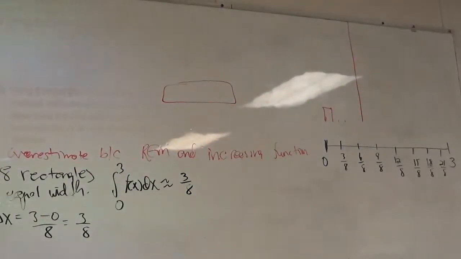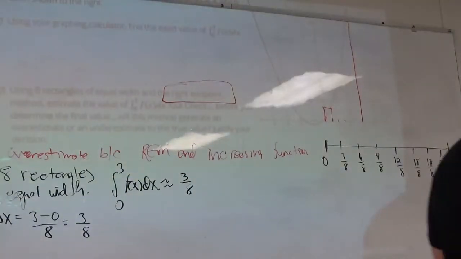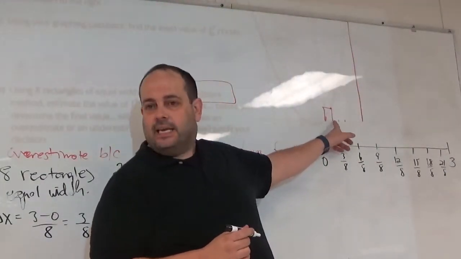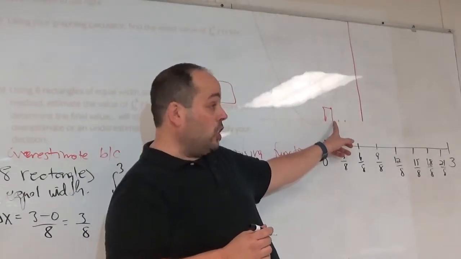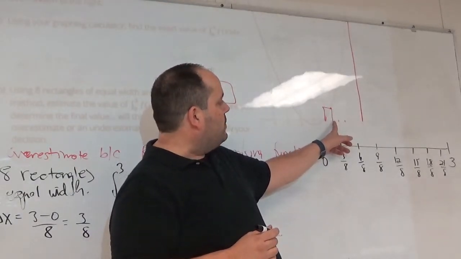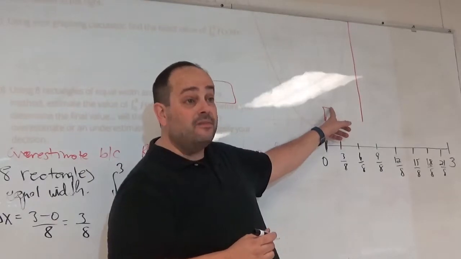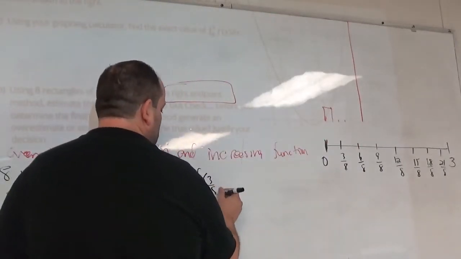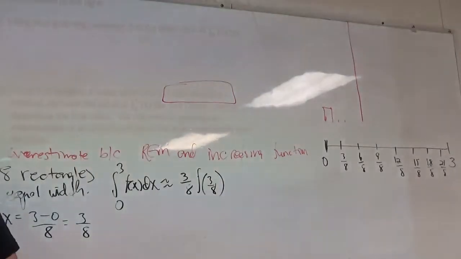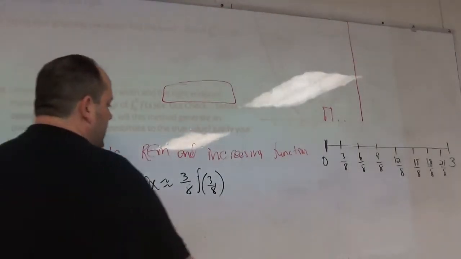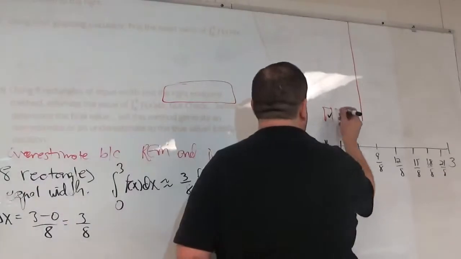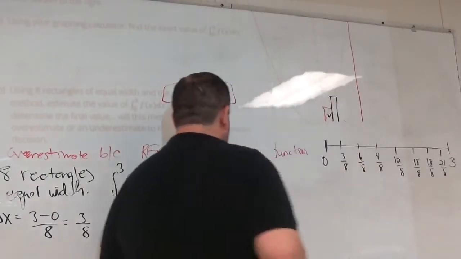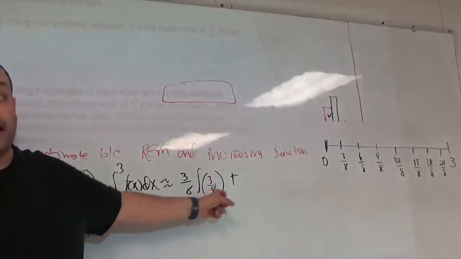How tall is it? f of 3/8. Right. 3/8 is the endpoint. How tall? It's what you get when you plug 3/8 into the function f. So it's 3/8 times f of 3/8 is the first rectangle. Okay. That's your first one. Second rectangle, I go to that other endpoint, up, over, down. How wide? How tall?